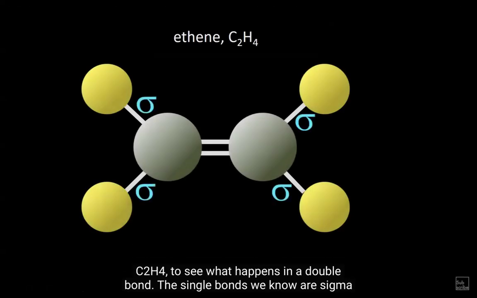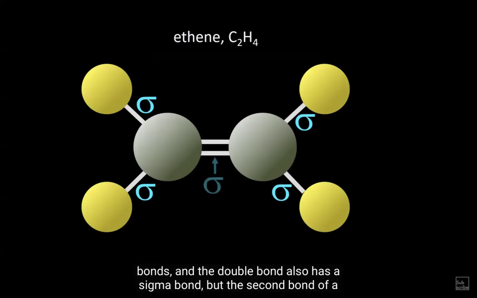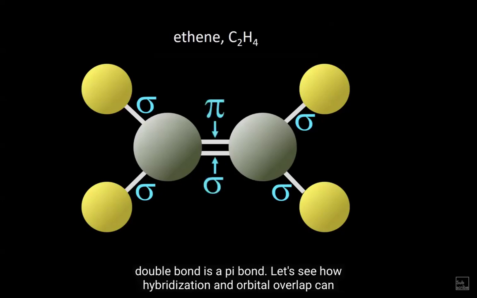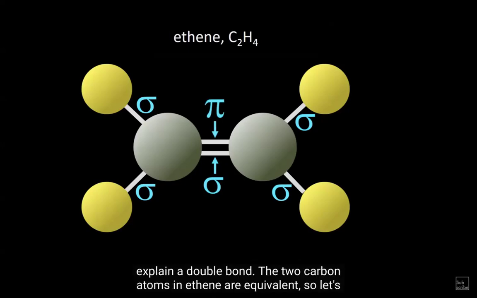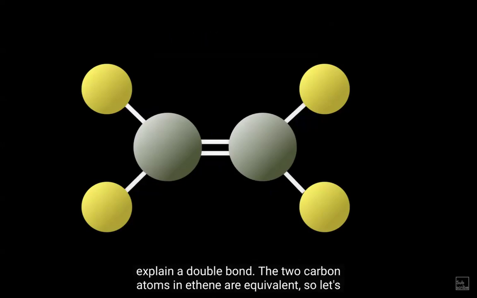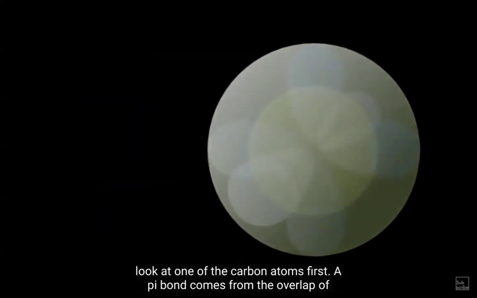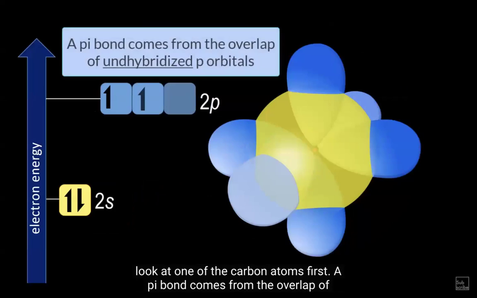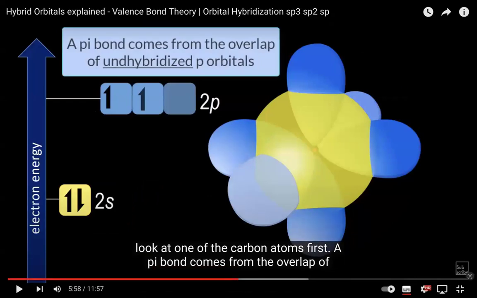The single bonds we know are sigma bonds, and the double bond also has a sigma bond, but the second bond of a double bond is a pi bond. Let's see how hybridization and orbital overlap can explain a double bond. The two carbon atoms in ethene are equivalent, so let's look at one of the carbon atoms first. See, this is the case where the carbon, when it's an atom, has a 2s orbital and 2p orbitals, right?